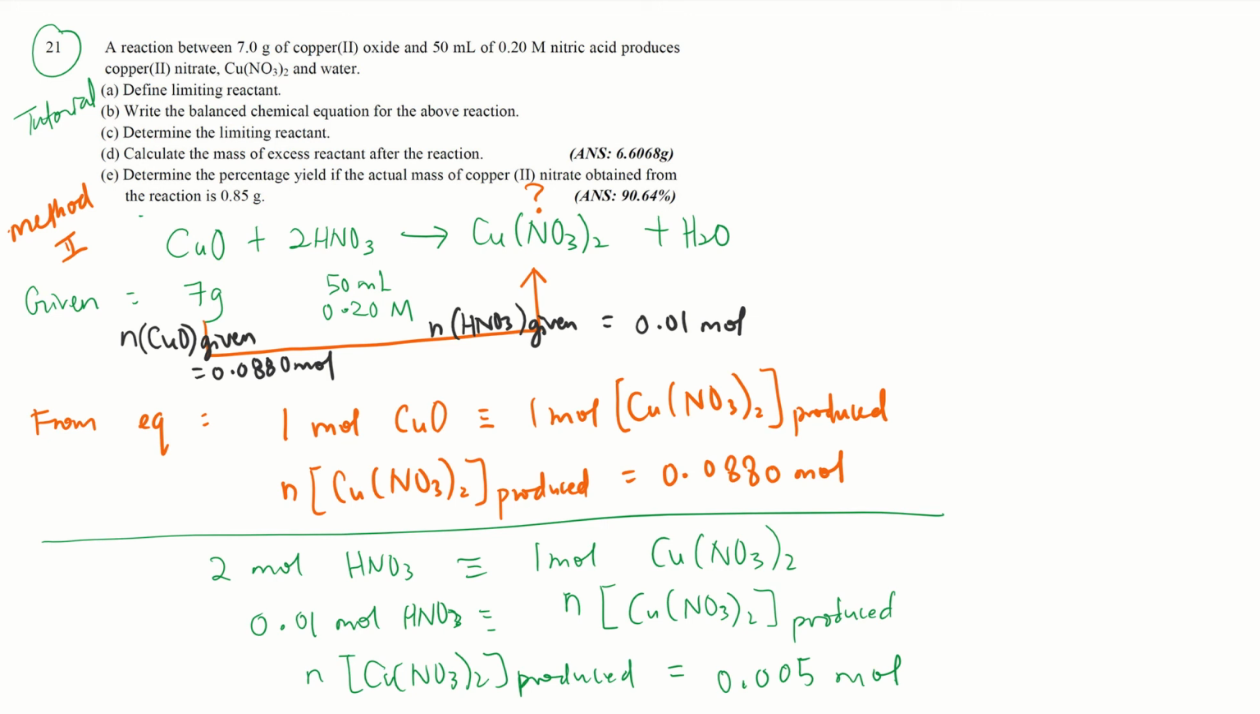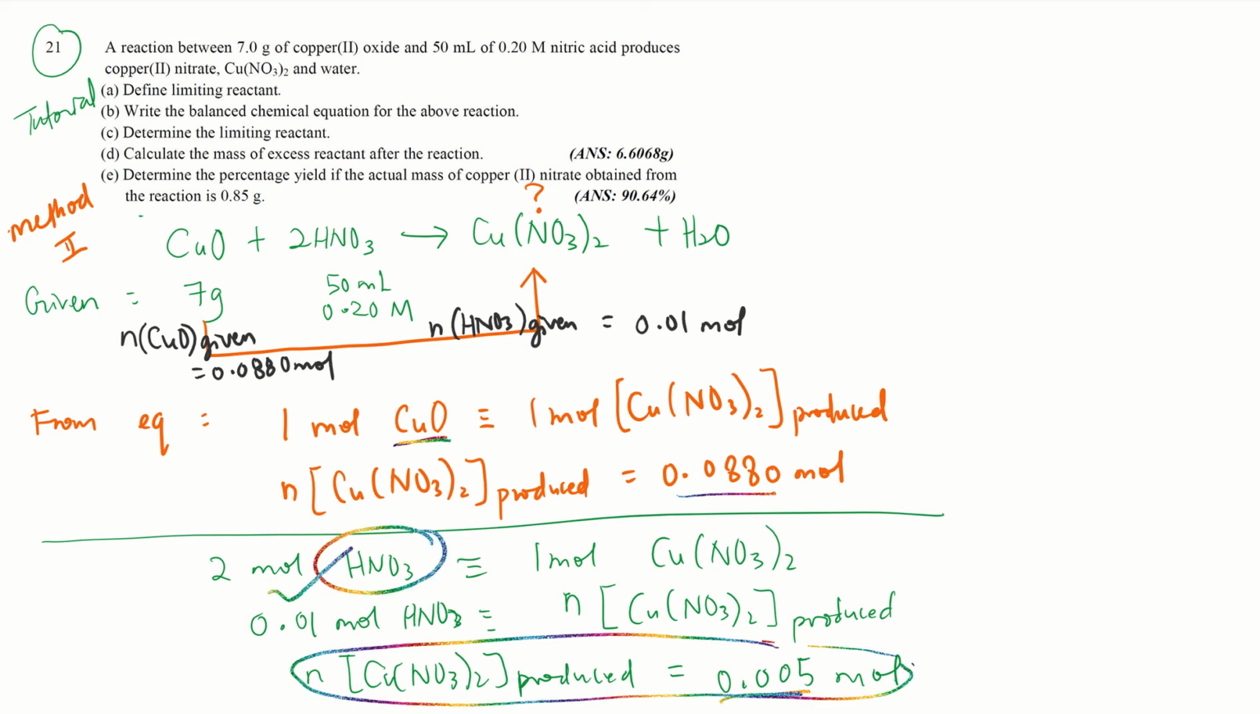So this is another method. If copper 2 oxide, it produces 0.08. The nitric acid produces 0.05 mole. So this one is lesser, lesser product produced, meaning this one is the limiting reactant. Let's say the question requires determining the mass of copper 2 nitrate obtained from the reaction. You can directly use this one and you get the answer already of 0.05 mole. You can convert to mass if the question requires it in terms of mass. So this one is one stone kill two birds.